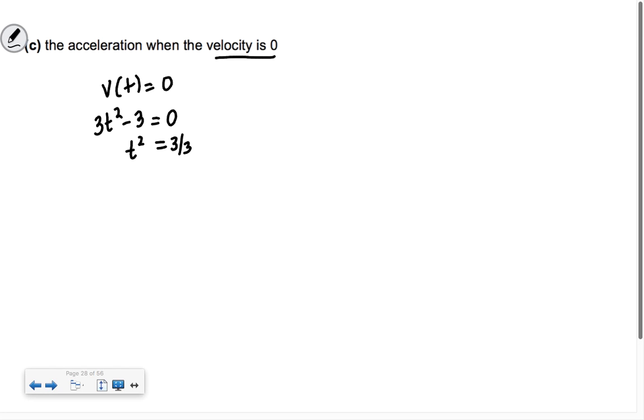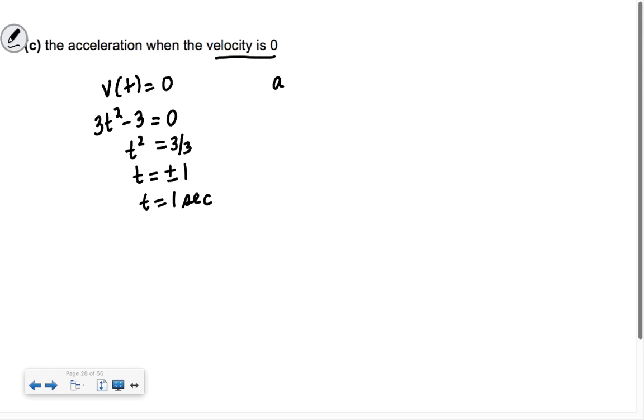Not 0. T equals plus or minus 1. Can you go backwards in time? Yes. No. This isn't Back to the Future. So time, we're going to say t equals 1 second. So this happens, the velocity is equal to 0 at 1 second.